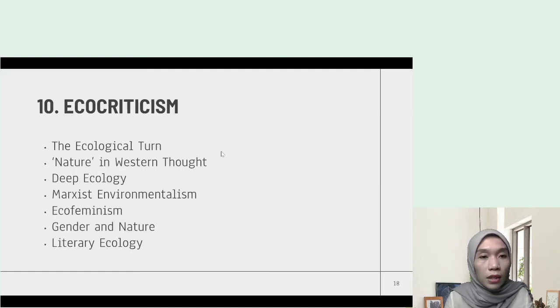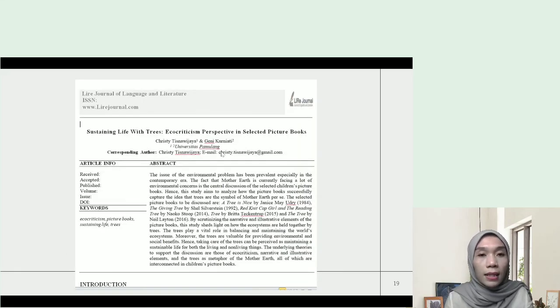And the last one, ecocriticism. It's not enough to mention ecocriticism, that's only an approach. Then you need to find ecofeminism, gender and nature, literary ecology. This is the example. Instead of just mentioning ecocriticism perspective in selected picture books, you can mention sustaining life with trees. That is the concept of Mother Earth. So see, you have ecocriticism as the approach, the perspective, and then you have the concept sustaining life with trees. To be more specific, then you elaborate in depth about sustaining life with trees by using the ecocriticism approach.